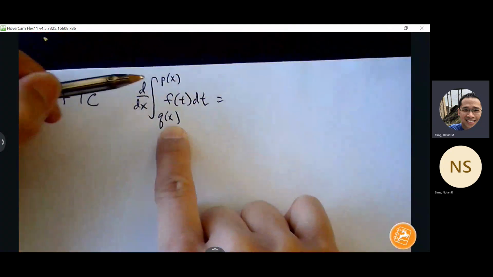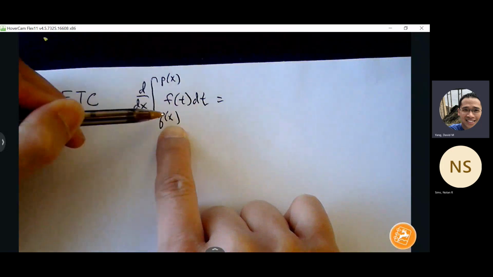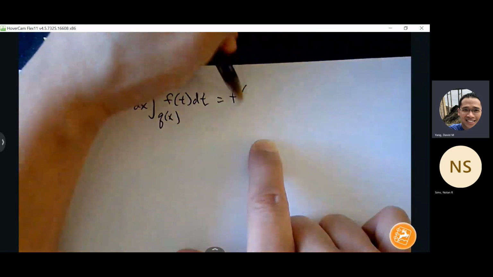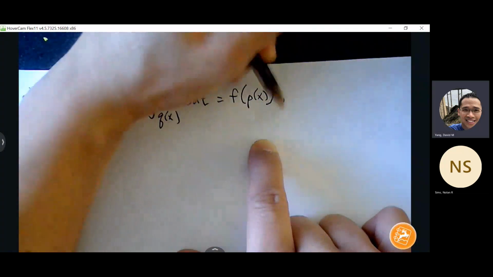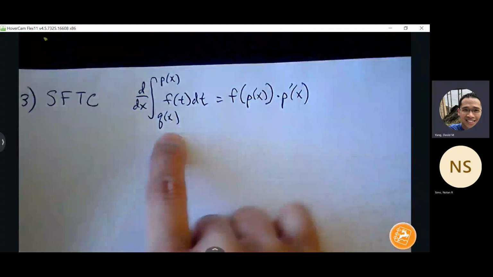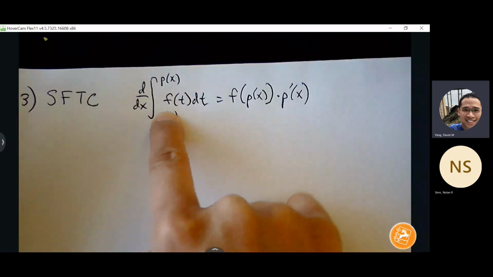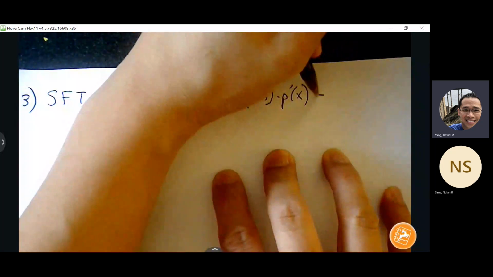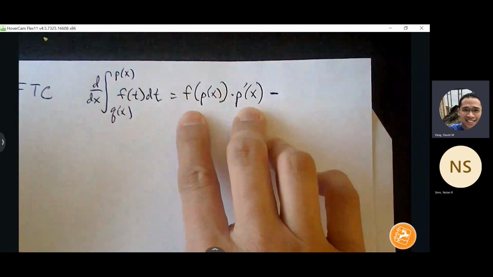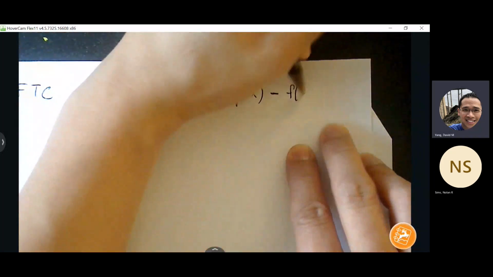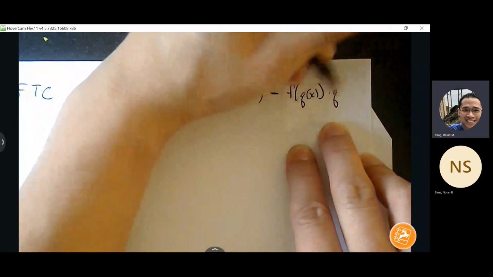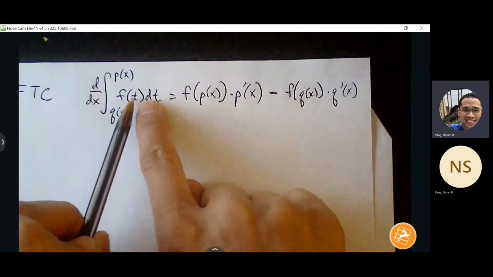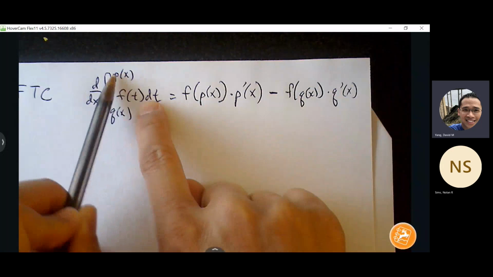So if both the upper and lower bounds are both variables, we take turns with them and plug in the upper bound, but we also have to involve the derivative in that process as well. So it's f of p of x times p prime. Now, if q of x is a constant, then that's it. There's nothing more that we need to do. But if the lower bound is a variable, then we have to repeat the process for the lower bound and do the same thing here. We say f of q of x times q prime. So f of p of x and f of q of x, all that means is I'm replacing the variable in the expression with the upper bounds expression.